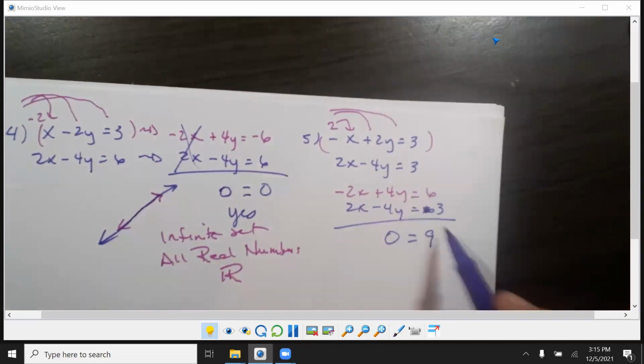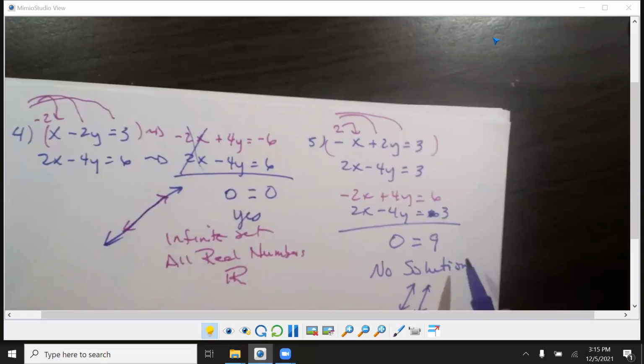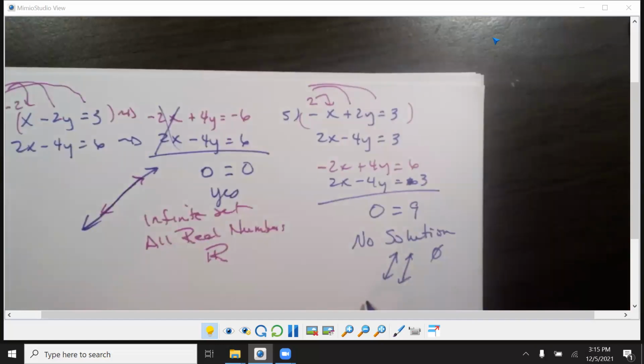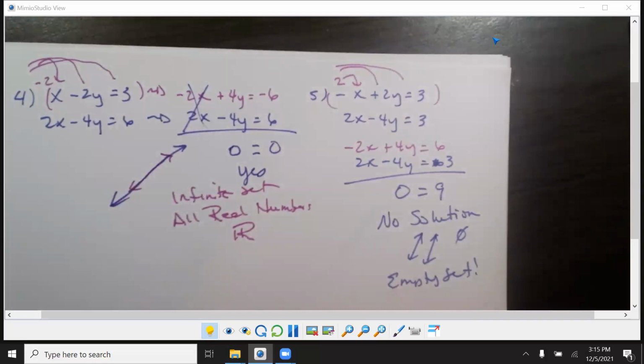Does 0, all the variables are gone. So does 0 equal 9? The answer is no. And so we mean no solution. So when you say no, then you mean no solutions. That means the lines are parallel. It's a little circle with a line through it. It means empty set, which is something that you'll use later. All right, and this is how you do the elimination method. Just find a zero pair. And once you find a zero pair, then you have found your solution.